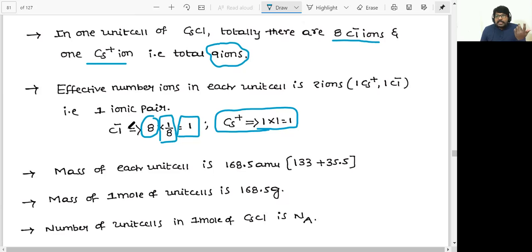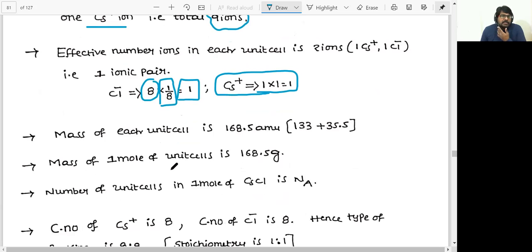Based on that, we can easily find the mass of the unit cell. But in the examination, 100% they will provide the atomic masses. We cannot remember the cesium atomic mass, so definitely they will provide it. The mass of one unit cell, if you take, there is 1 ionic pair. So cesium mass is 133 and chlorine mass is 35.5. So 133 plus 35.5 will be 168.5 AMU. But that is the mass of one unit cell.